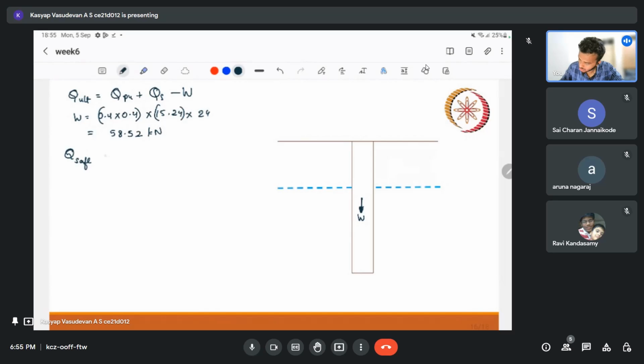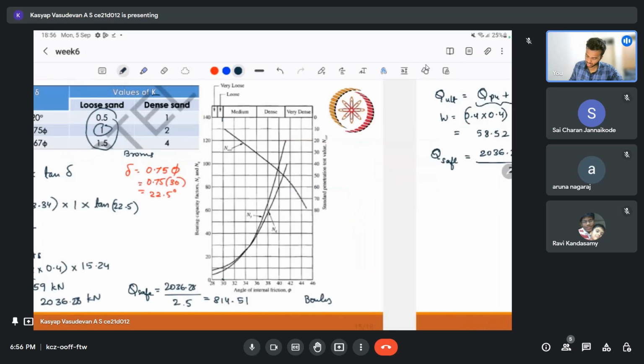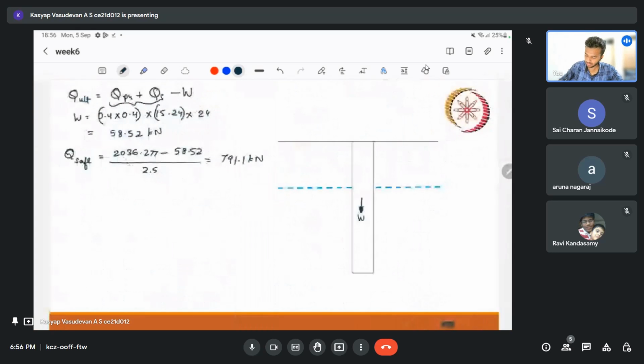But just for an exact value, we can write Q safe is equal to our net ultimate. This is nothing but 2036, right? So 2036.277 minus W, which is 58.52, divided by 2.5. This turns out to be 791. So our last figure was 814.51. Now it is 791. So it has just slightly decreased. But in our strict design, we will have to consider that.